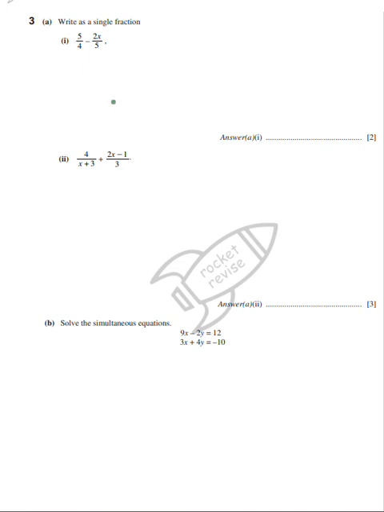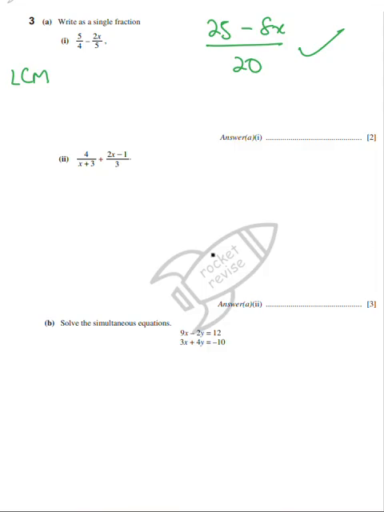Write as a single fraction 5x upon 4 minus 2x upon 5. Find me a least common multiple. LCM, 20. Good. Okay. What's 20 divided by 4? Yes, what does that become? 25x minus 8x. So yes, that's the answer for you.